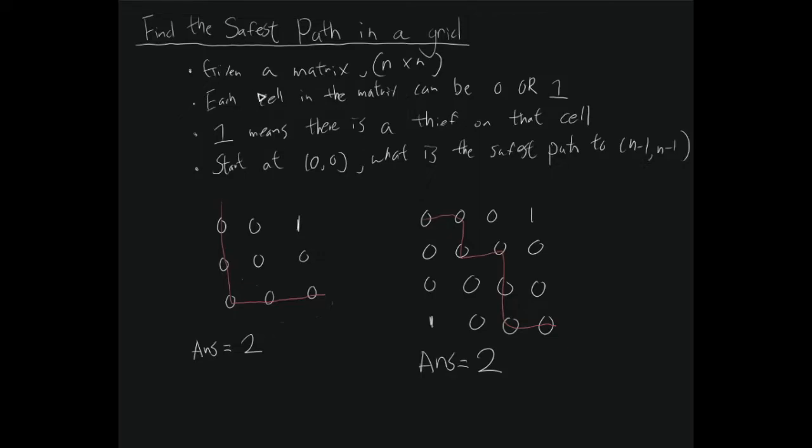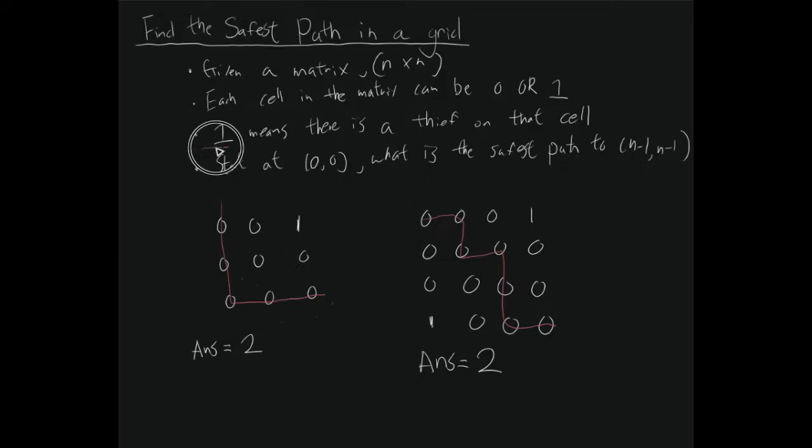Hey everyone, today let's try to solve another LeetCode problem. This problem is called find the safest path in a grid. In this problem, you are given a matrix n by n in dimension, which means this is a square matrix. Each cell in the matrix can be 0 or 1.